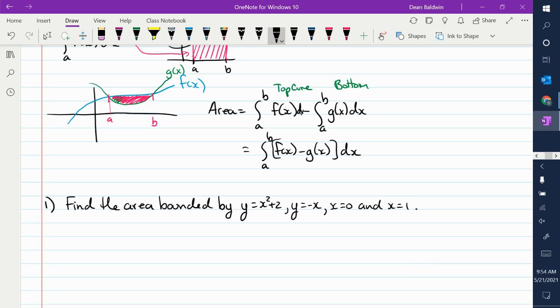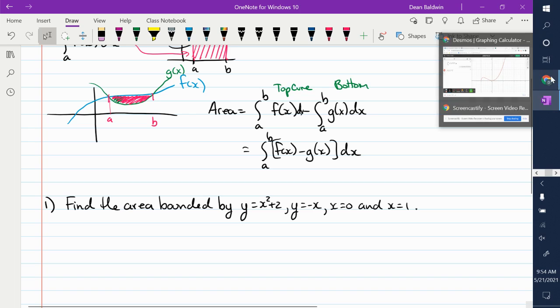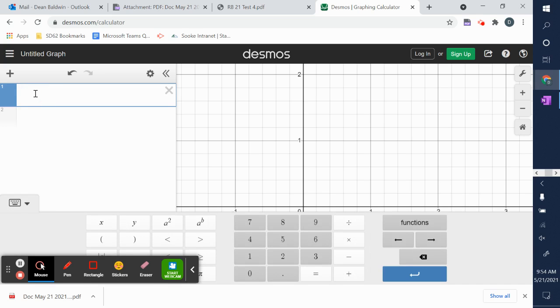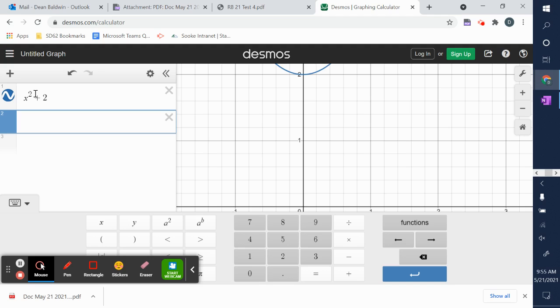All right. I will either give you the curve or give you a picture of the curves and label everything, and you just got to figure out what top and bottom is. But so we have a visual here, I'll let you copy that. I'm just going to pull up Desmos and enter this. So what are we going to get? x squared plus 2, negative x, x equals 0.